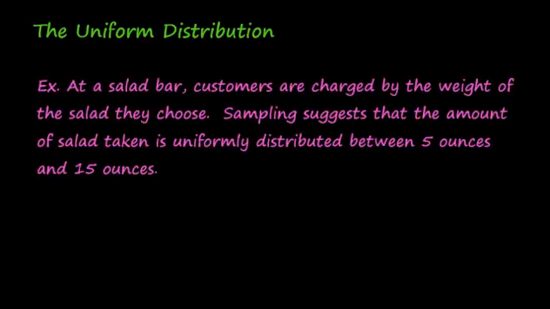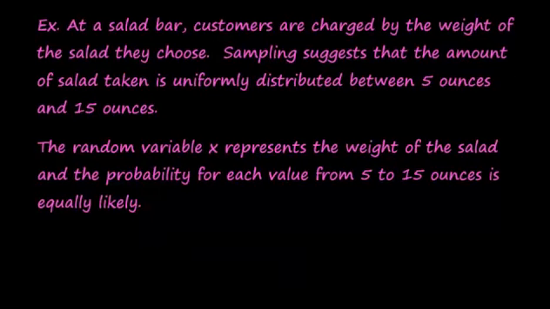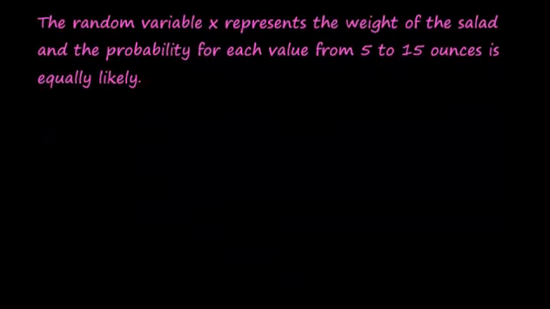At a salad bar, customers are charged by the weight of the salad they choose. Sampling suggests that the amount of salad taken is uniformly distributed between 5 ounces and 15 ounces. The random variable x represents the weight of the salad, and the probability for each value from 5 to 15 ounces is equally likely. So let's see if we can get a graph started on what this might look like.